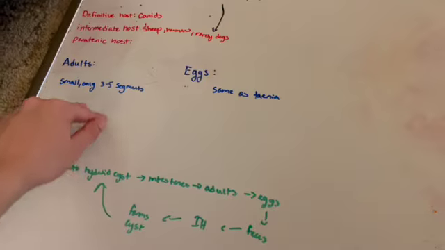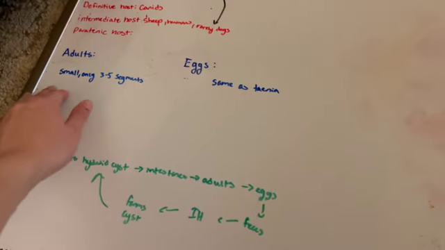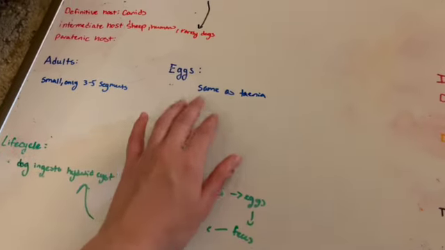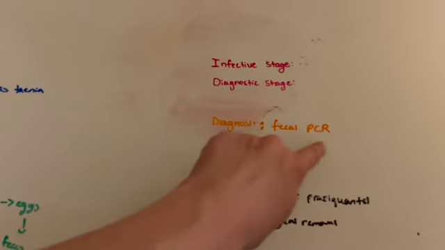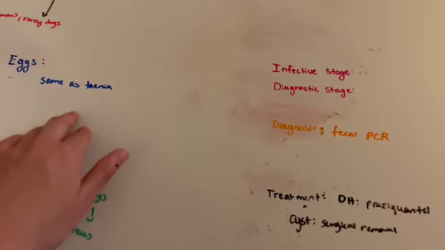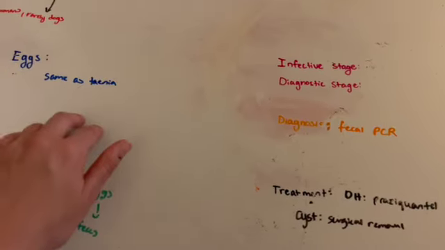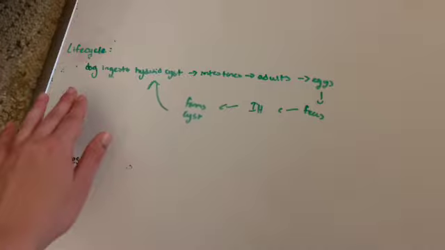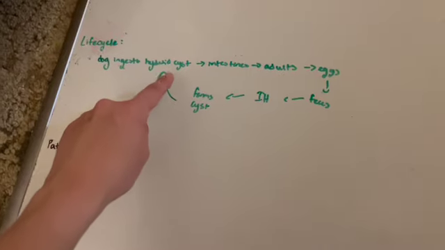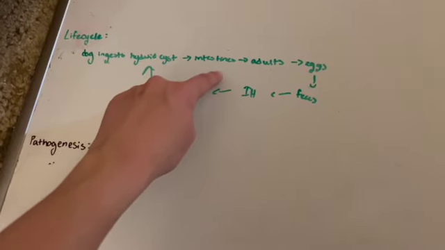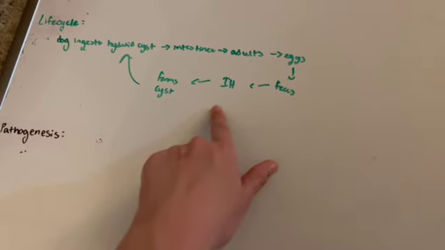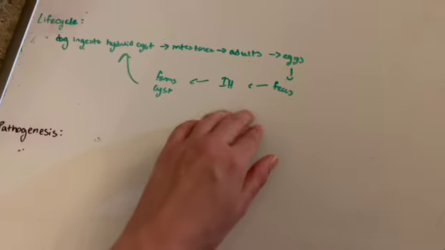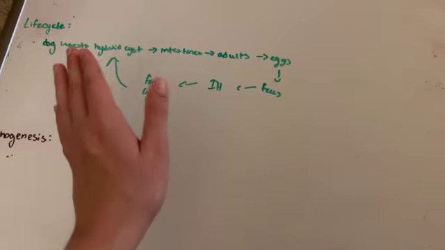The adults are small, only about 3 to 5 segments, so you really won't see them or the proglottids. The eggs look the same as Taenia, so that's why the diagnosis needs to be a fecal PCR, because you can't tell the difference from them based off of a fecal float and everything. So a dog will ingest the hydatid cyst. It'll go to the intestines to become adults and pass the eggs in the feces. The intermediate host, the sheep, will eat the egg and form a cyst.